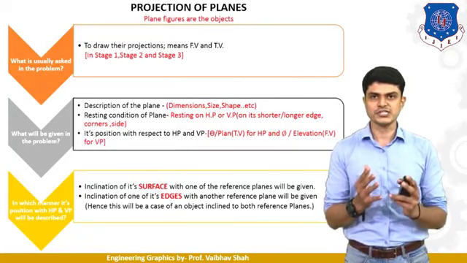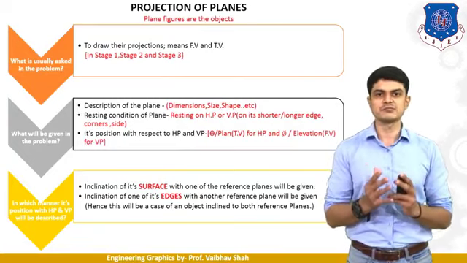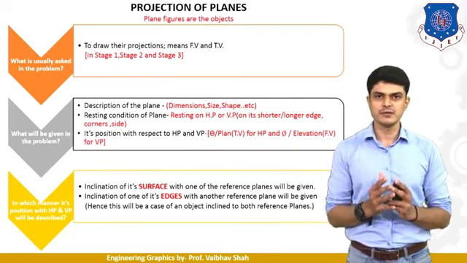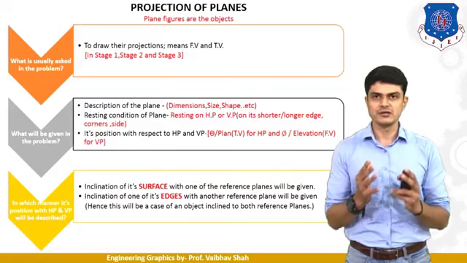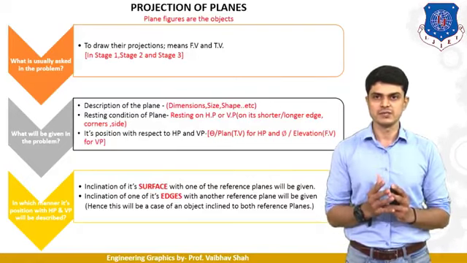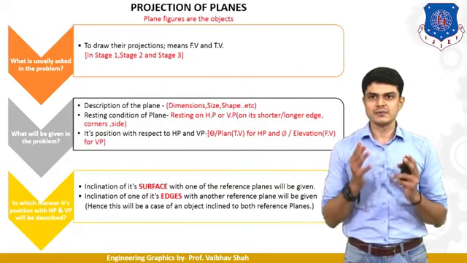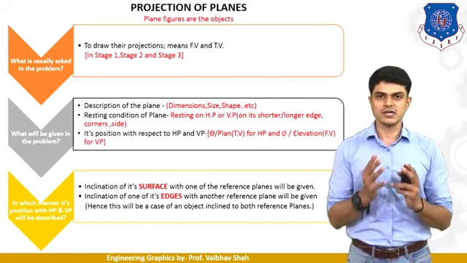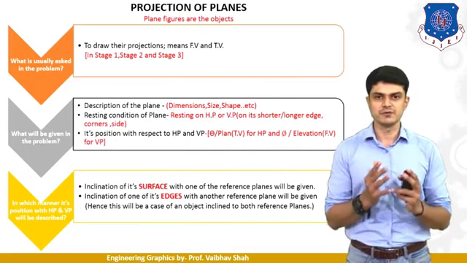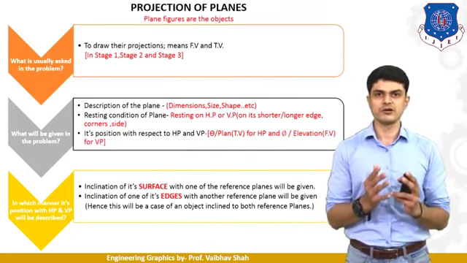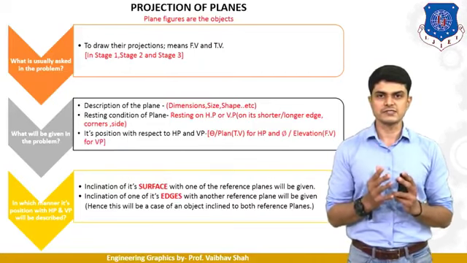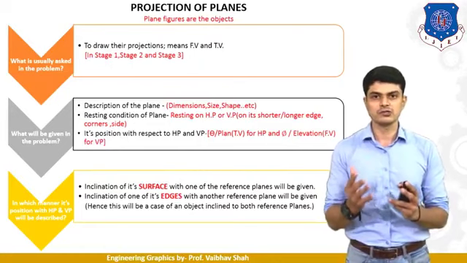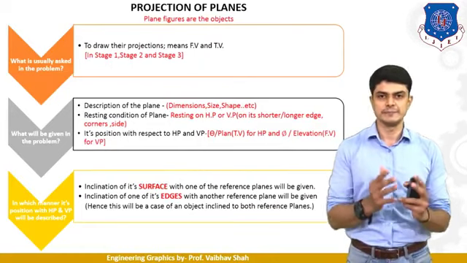And finally, its position with respect to HP and VP must be given, like theta, plan or top view for HP, and phi, elevation or front view for VP. The inclination of the surface with one of the reference planes must be given, and the inclination of one of the edges with another reference plane must be given. So here your plane must be inclined to both of the reference planes, HP and VP.